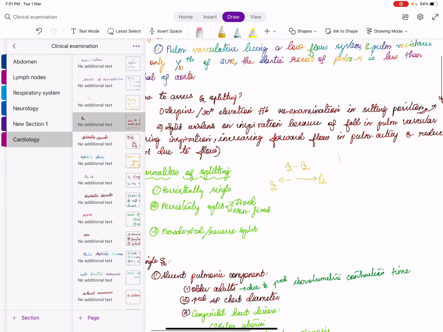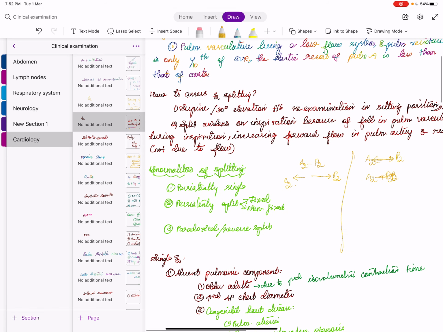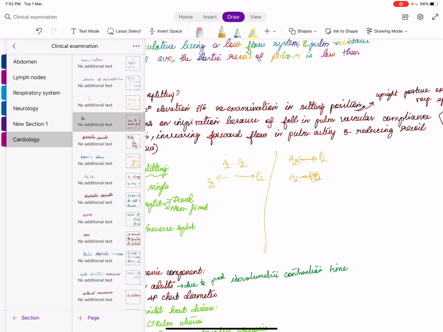Now, whenever you are discussing about some sounds, you should know what are the determinants of the particular sound. Particularly, we should know the determinants of S1. What are the determinants of S1? Mainly three important components. One, the distance the mitral valve has to travel prior to closure. This is the one important thing.